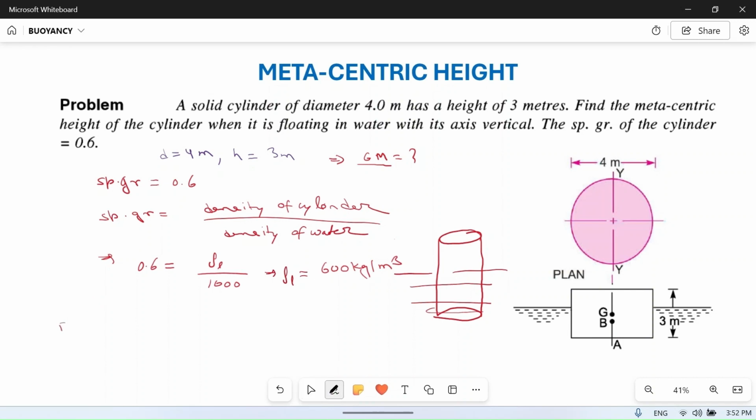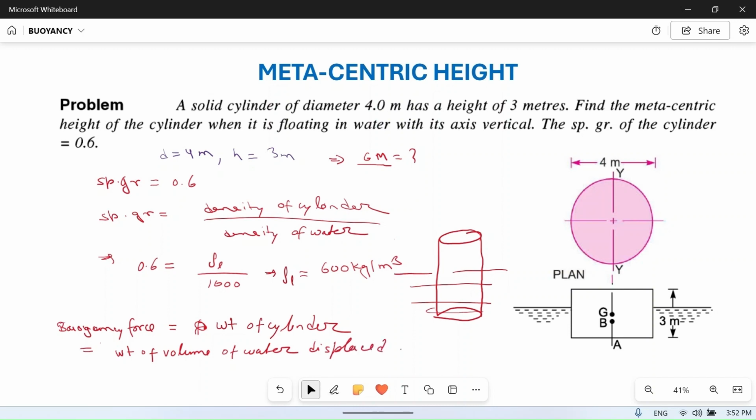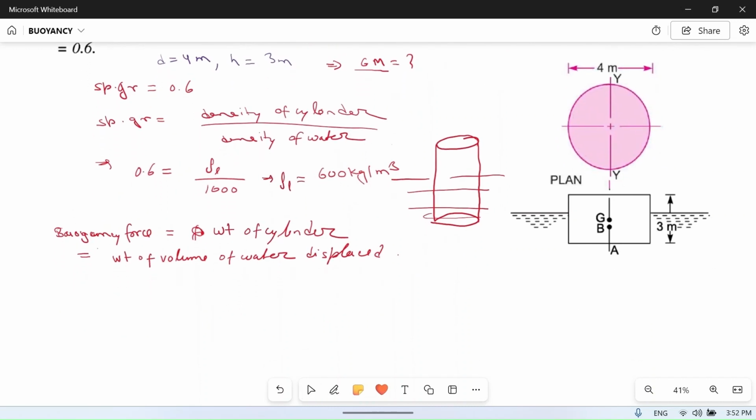So buoyancy force is equal to weight of cylinder. And what is the buoyancy force? Buoyancy force is equal to weight of volume of water displaced. So this is the formula of buoyancy force, and this is the weight of cylinder. These two should be equal so that the cylinder is floating in the water.